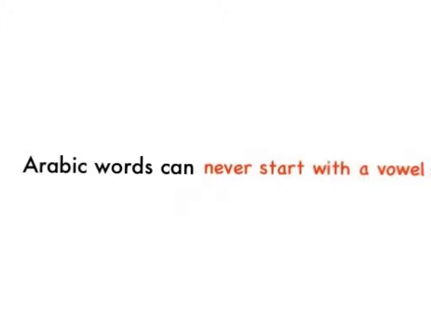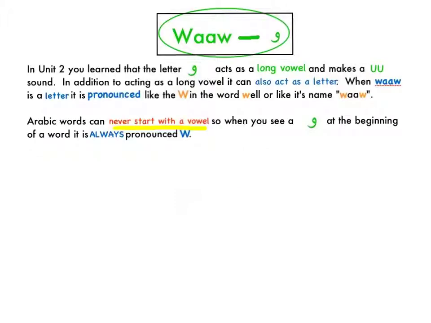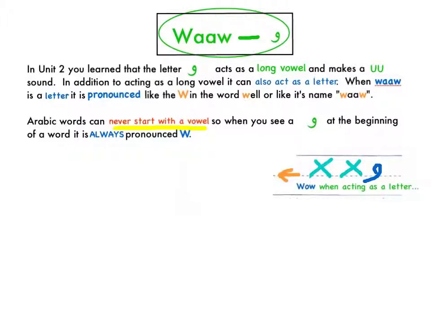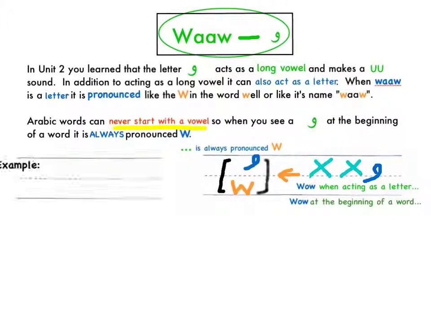Arabic words can never start with a vowel. So when you see a waw at the beginning of a word, it is always pronounced wa. When waw comes at the beginning of a word, it acts as a letter. One example is the word ward, which means flower.